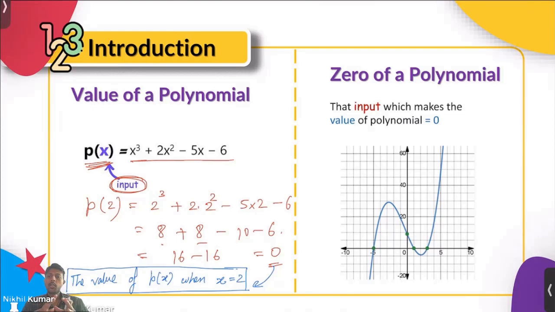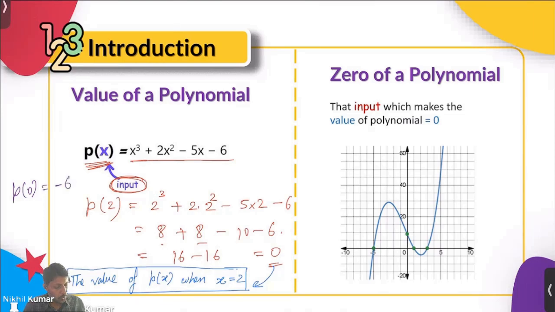So the answer is going to be minus 6. The value of polynomial p of x at x equal to 0 is minus 6. Let me write that somewhere just for our reference. So p of 0, when you calculate it, it will come out to be this.